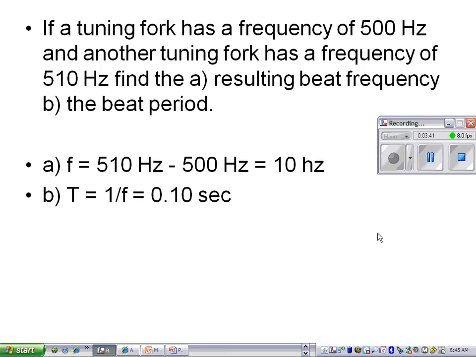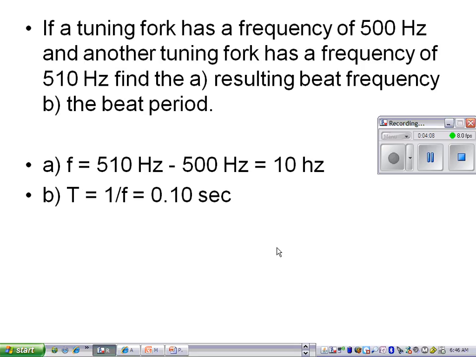Here's a typical problem we'll encounter. We have a tuning fork that has a frequency of 500 hertz, and another tuning fork has a frequency of 510 hertz. Find the resulting beat frequency and the beat period. The beat frequency is 510 minus 500, so that's 10 hertz, 10 beats per second. And the period is just 1 over the frequency, so it's 0.1 seconds. You'll hear a beat every 0.1 seconds.